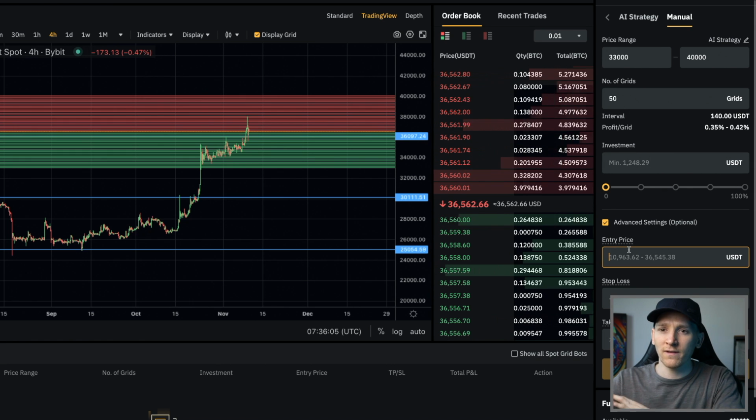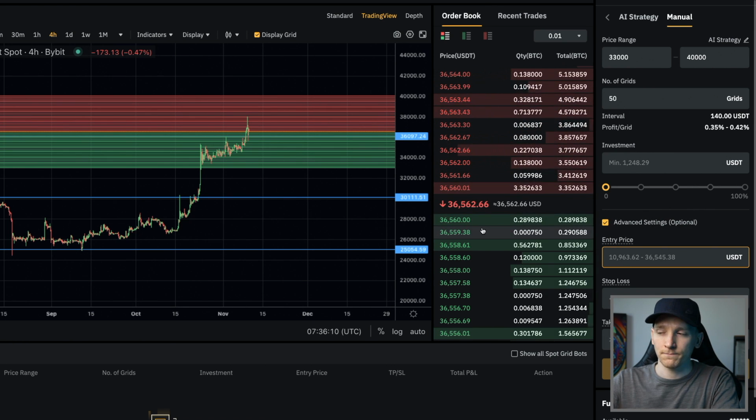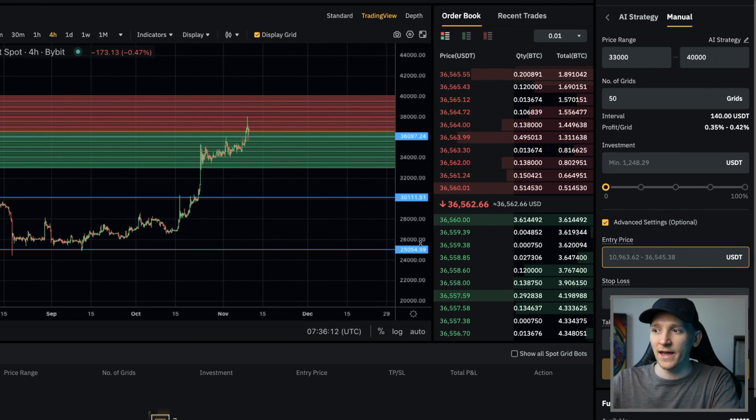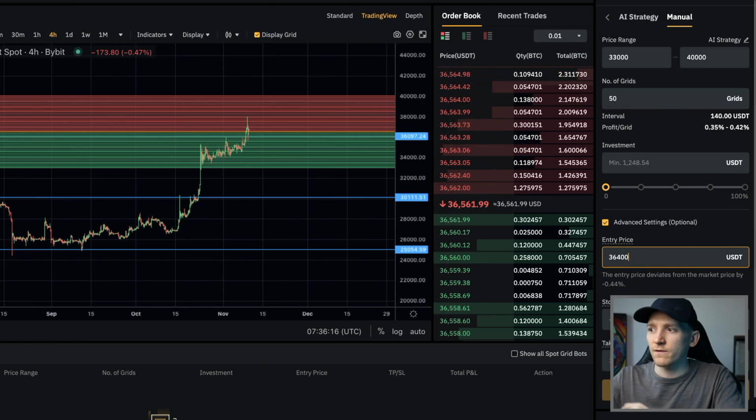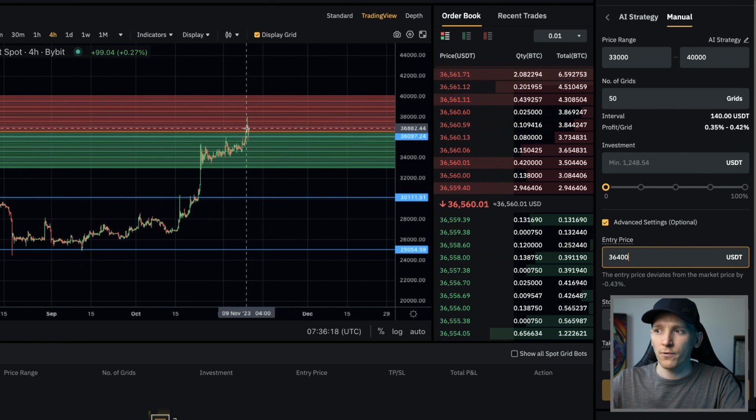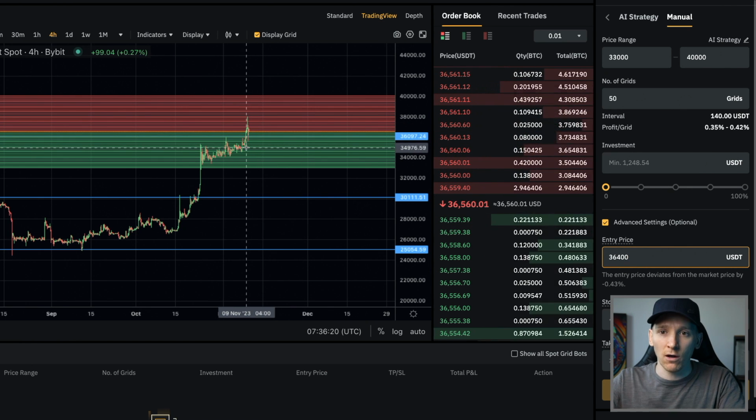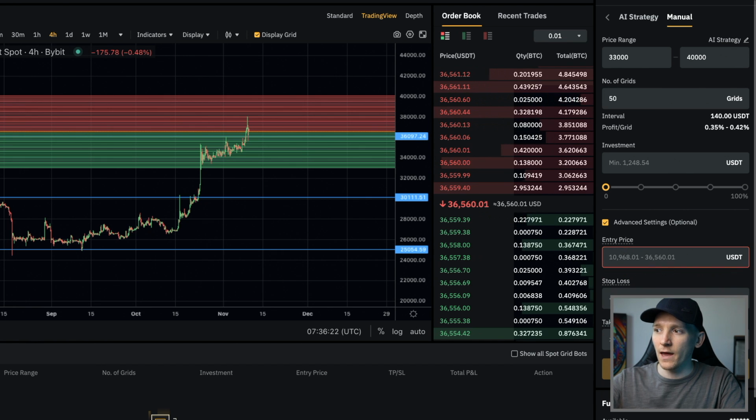So if you don't put this in, it just starts the bid straight away and it starts the first grid buying. If you want to actually set the entry price, you could put, let's say, 36,400, something like that. So you just wait for the price to drop down a little bit before actually starting the grid bot. You might want to do that, but I think just starting it immediately.